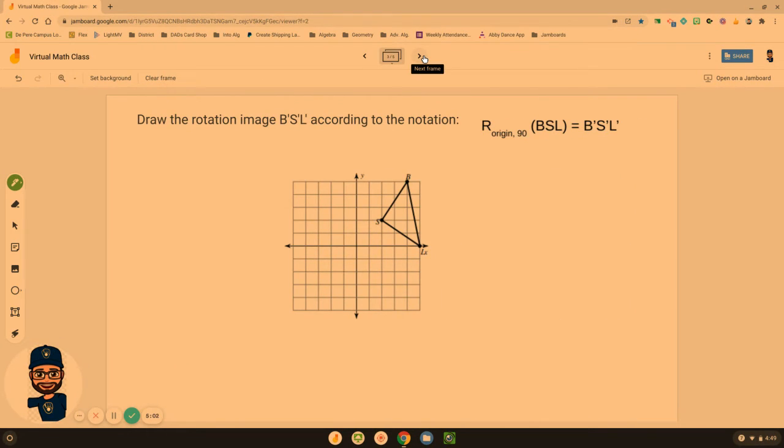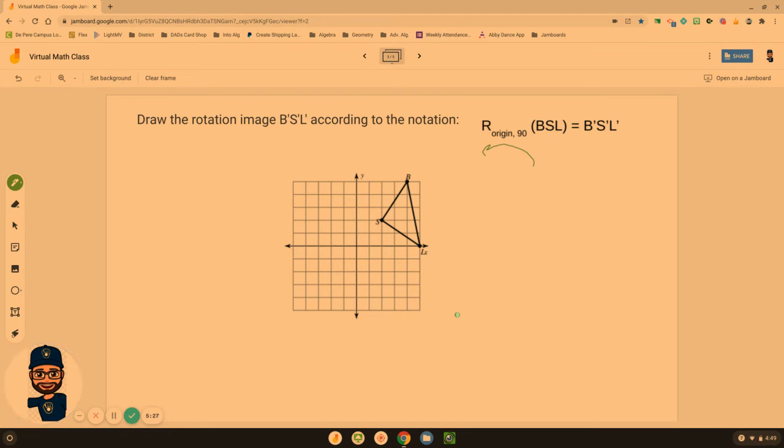So let's look at another one where we draw this now. We're going to try and draw the image B prime, S prime, L prime according to this notation, right? We're going to go around the origin 90 degrees. If it's positive 90, that means we have to go this way, okay? We have to go counterclockwise. And we need to move BSL that way.